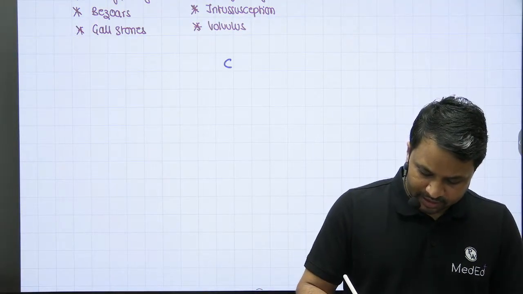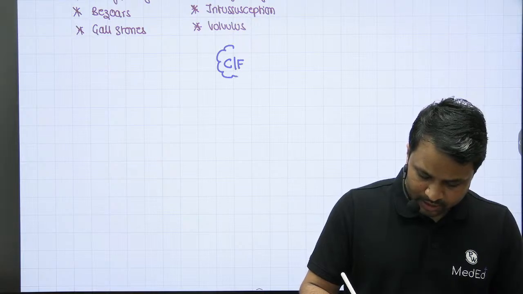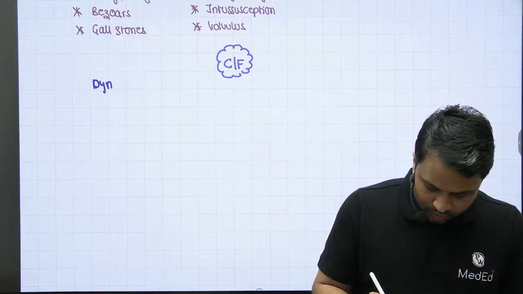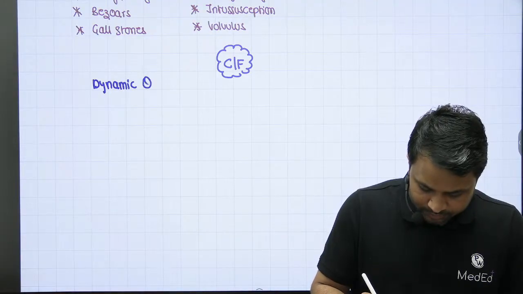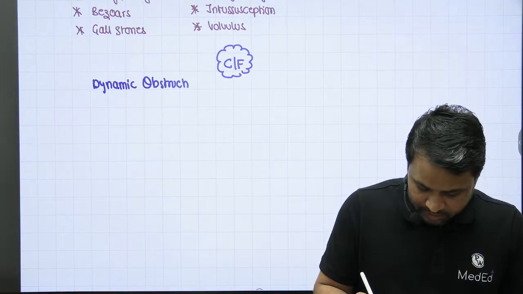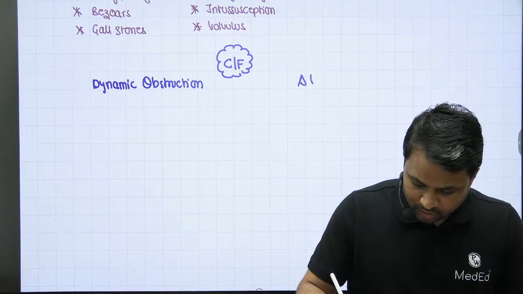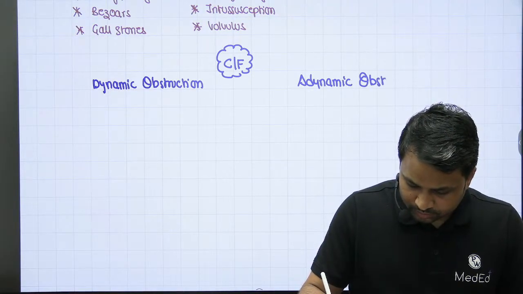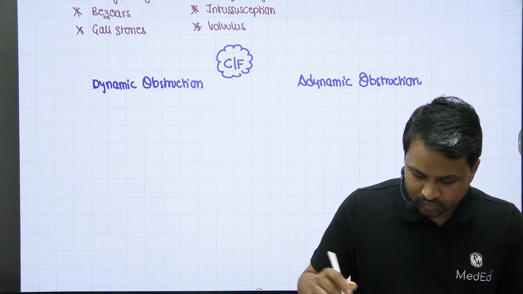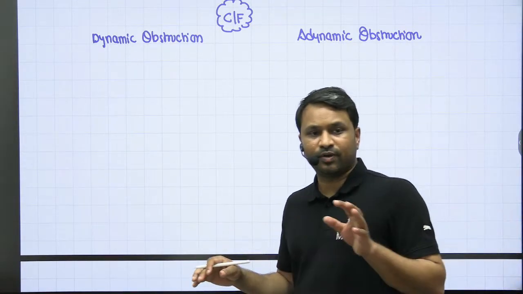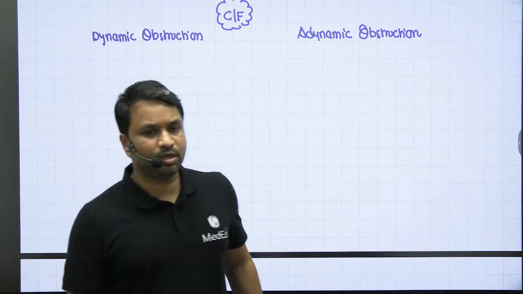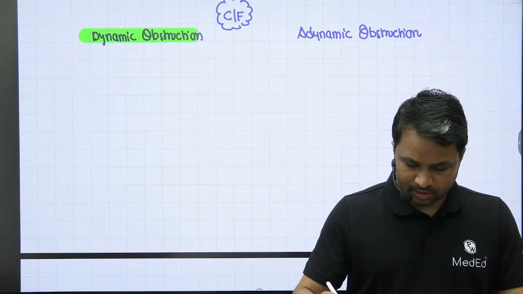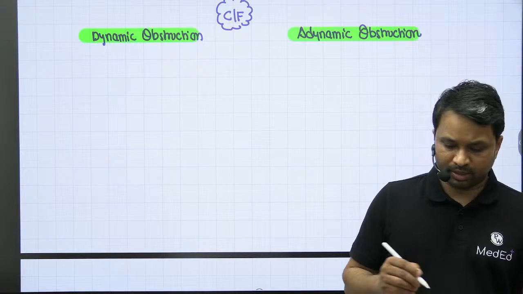So we'll divide the clinical features into two categories. One is the clinical features of the dynamic bowel obstruction in comparison to that of an adynamic obstruction. So our clinical features: one is dynamic obstruction, another one is adynamic bowel obstruction.